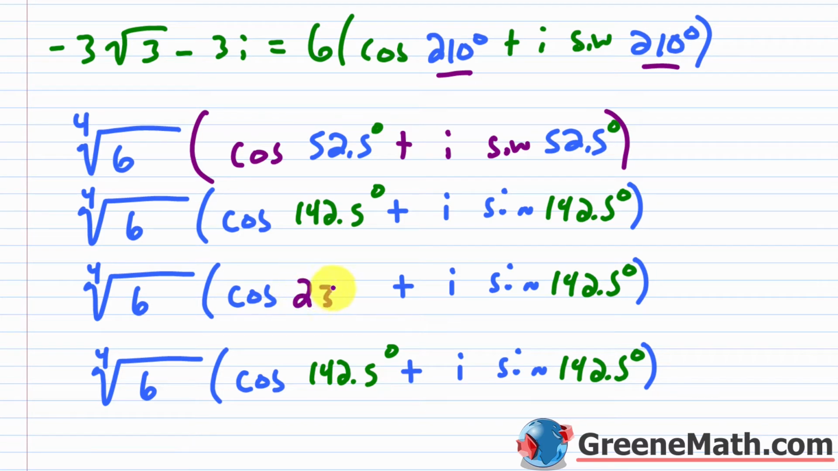So this would be 232.5 degrees. And this would be, again, 232.5 degrees. And then add 90 degrees again, and you get 322.5. So 322.5 and 322.5. So this would be your 4 fourth roots for that number. I'm leaving these in polar form.